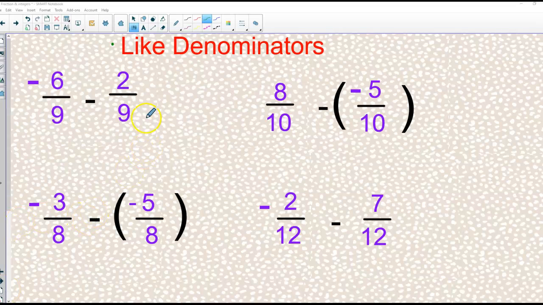Okay, so we're going to handle this just like we did yesterday. So it has the same denominator. I don't need to find one. So when you subtract, your denominator stays the same.